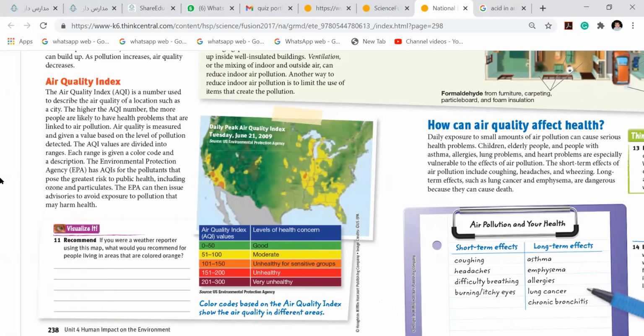Anyways, so there is something called AQI, okay? And we have the EPA, Environmental Protection Agency. That agency is responsible for reporting the AQI so that they know which area has more pollutants, which area is at risk, and in which area they need to assign someone to control the pollution.